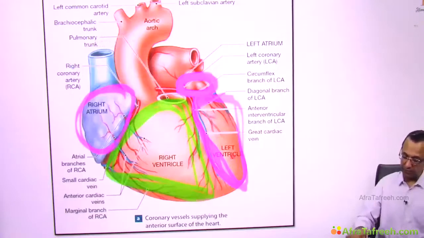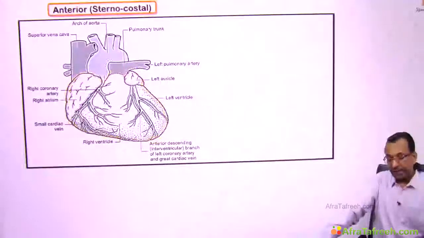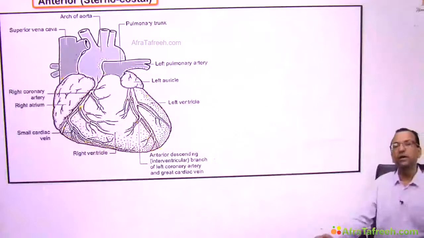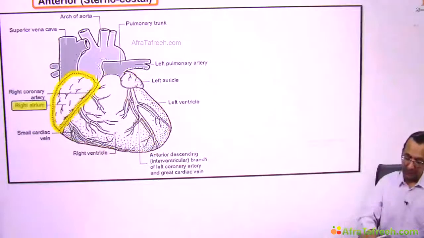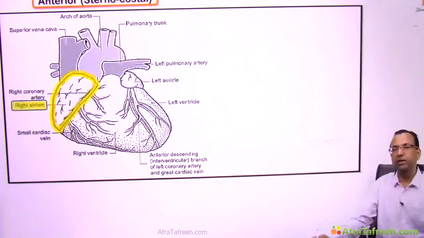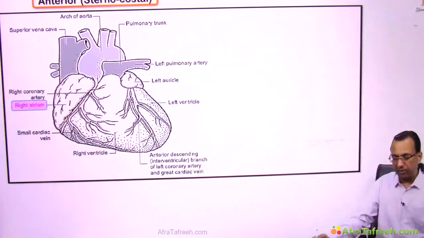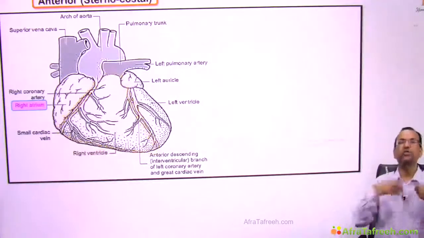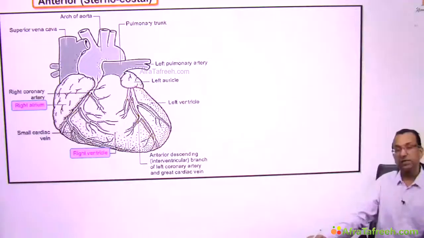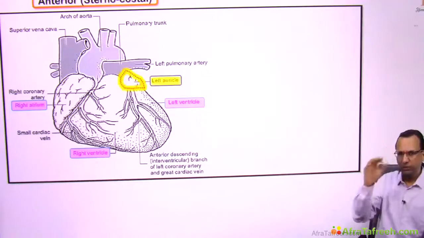This is what we have to discuss now. See, the anterior surface, which is the sternocostal surface, has contributions from all 4 chambers, but the major contribution is the right ventricle. This is the right atrium, minor contribution; and this is the major contributor, the right ventricle. Yes, it is related to the sternum and the ribs. That's why it is called the sternocostal surface. This is the left ventricle partly contributing. And who else is contributing? That is the left auricle.